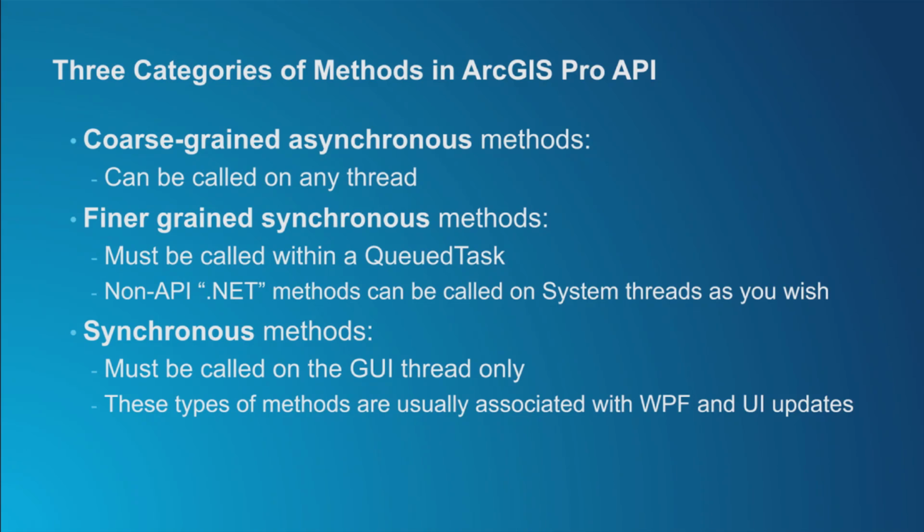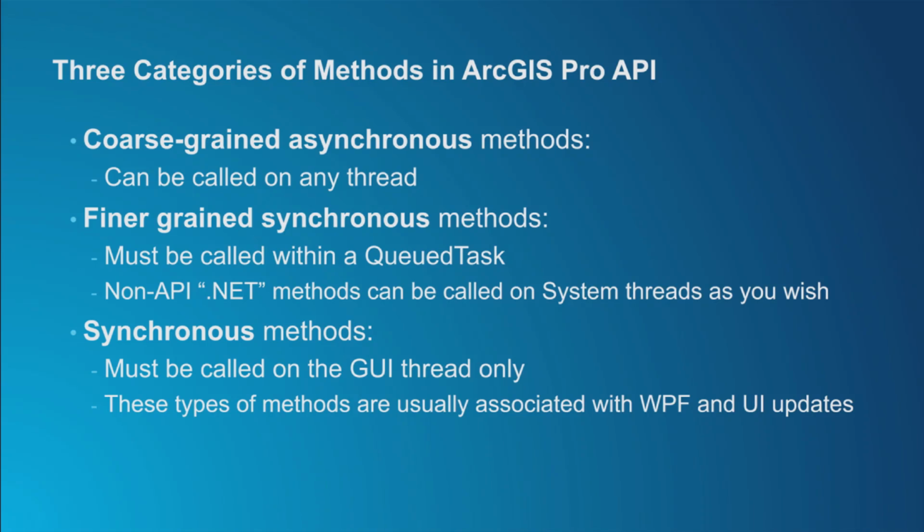So we have mainly 3 categories of methods in ArcGIS Pro. We have coarse-grained asynchronous methods. These can be called from any thread. Then we have finer-grained synchronous methods. These must be called from within a QTask framework. And I'll show you that shortly by example. And then non-API .NET methods can be called from system threads as you wish. So if you have any need for having multiple threads where you perform your own workflows, you're free to do so.